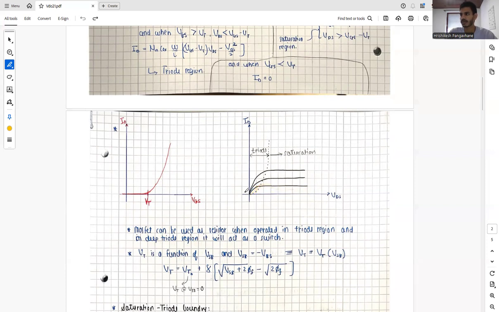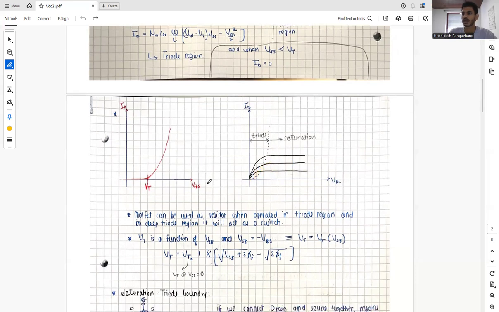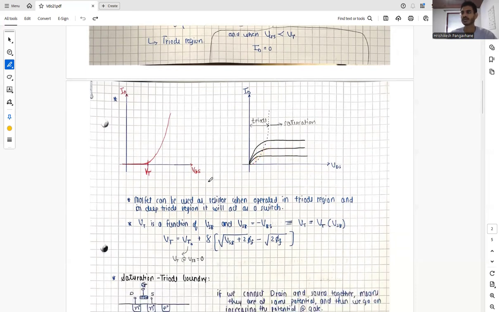We get the curve like this, in which this is the triode region and this is the saturation region, and for different values of VGS we have different values of currents. This is how the curve looks, and the MOSFET can be used as a resistor when operated in the triode region, so basically this region, and in the deep triode region over here, it will act as a switch.